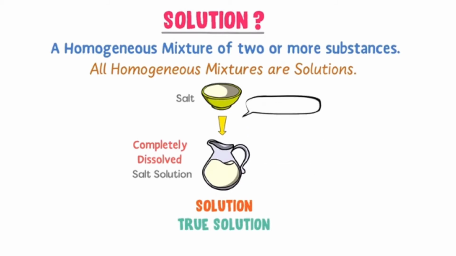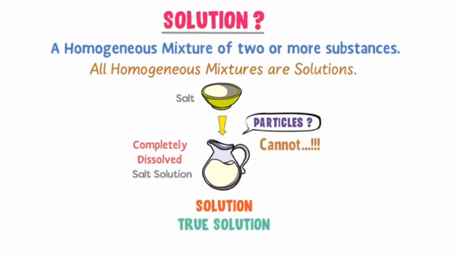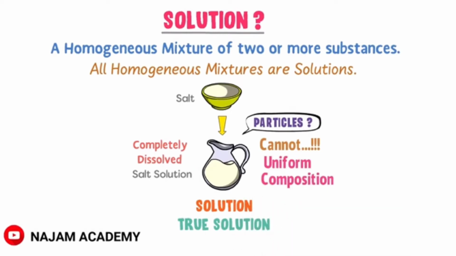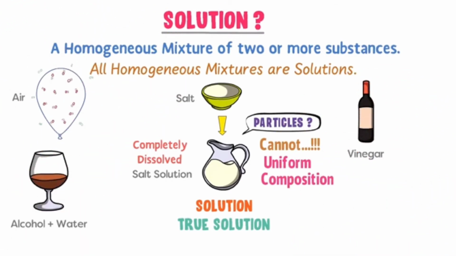Here, let me ask you, can you spot the particles of salt and water in this mixture? Well, you cannot spot the particles of salt and water in this mixture because both the salt and water particles are mixed in such a way that they form a uniform composition or homogeneous composition. Some other examples of solution are air, alcohol plus water, and vinegar. In air, different gases mix together to form a homogeneous mixture.